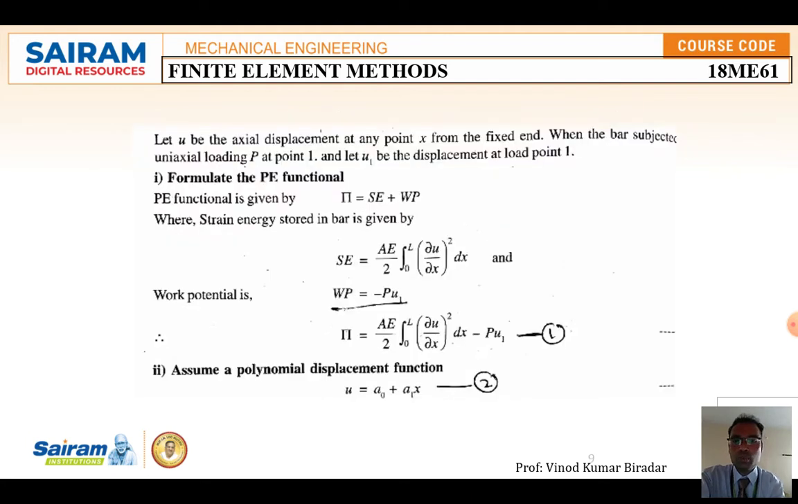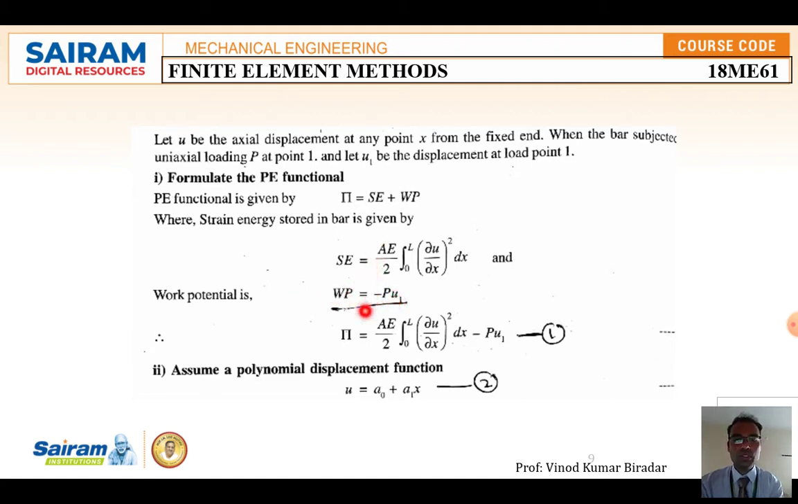So step number 1 is to formulate the potential energy function. The potential energy function is equal to what? The formula is pi is equal to strain energy plus work potential. Strain energy is the energy stored in the given bar, which is given by strain energy is equal to AE by 2 integral of 0 to L of (dou U by dou x) whole square dx. This is already there in the list of formulas I mentioned. Work potential is equal to minus P into U1. Here the minus sign indicates work done by the system is considered negative.